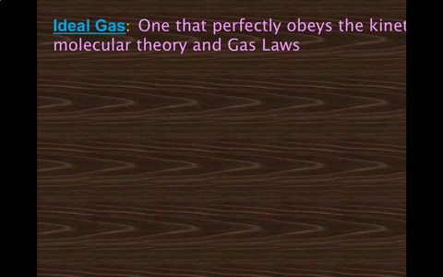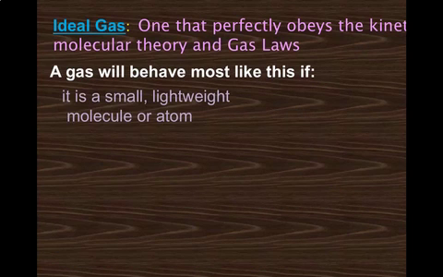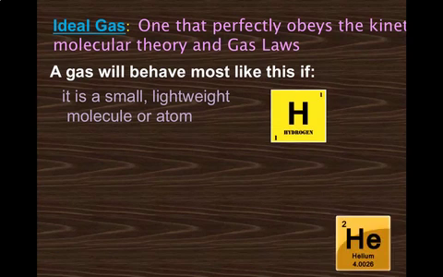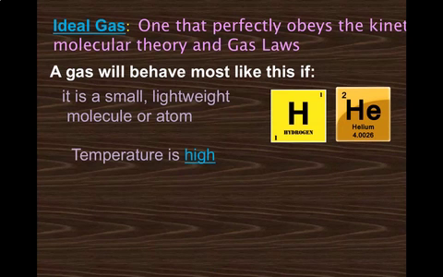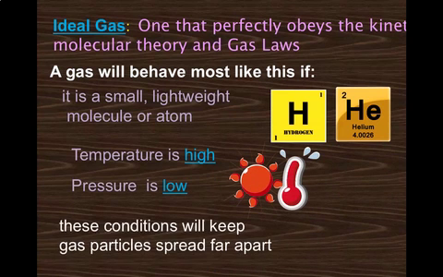So an ideal gas is one that perfectly obeys the kinetic molecular theory and gas laws. A gas is most likely to behave like an ideal gas if it's a small or lightweight molecule or atom like hydrogen or helium. It's also most likely to behave like an ideal gas if the temperature is high and the pressure is low. These conditions keep gas particles spread as far apart as they can be.